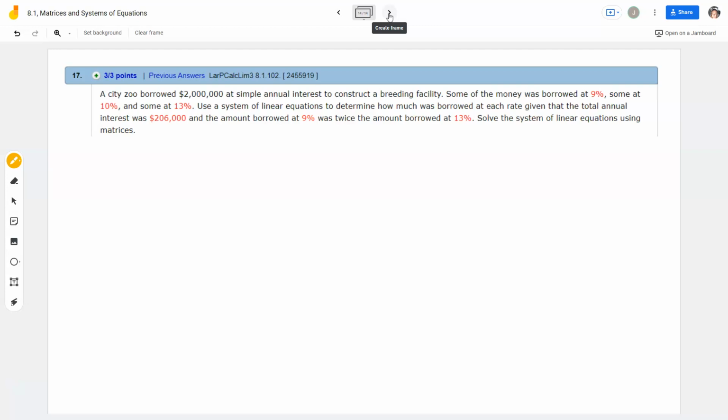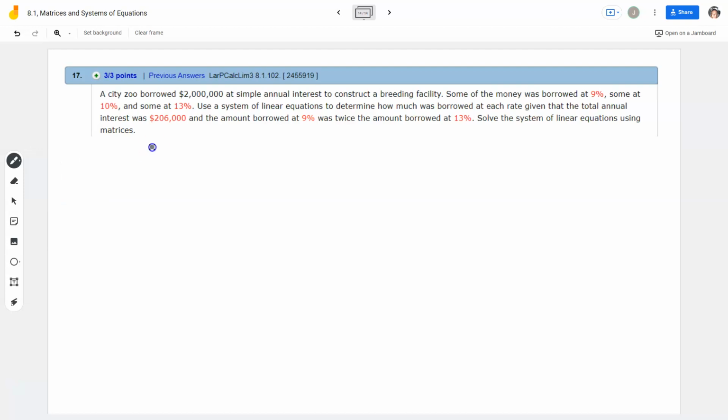Anyway, you might have been like, what's going on here? So, taking out $2 million, having to borrow from 3 different banks, or at least 3 different loans. And then they say to use a system of linear equations to determine how much was borrowed if their annual interest total for the entire year was $206,000. Wow. Anyway, coming back. And they also tell us the amount borrowed at 9% was twice the amount borrowed at 13%.